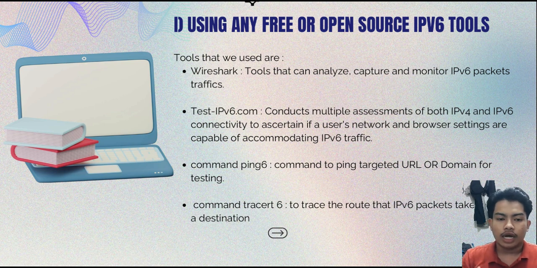And then the third one is ping6. This is a command to ping a targeted URL or domain for testing our IPv6 connection, whether it is reached or not. And the last one is tracert6. This command is used to trace the route that an IPv6 packet has taken to reach a destination. It also helps identify the network path or routers the IPv6 packet passes through on the way to a specific IPv6 address. Then I will pass to Aish Nazran for the next question.